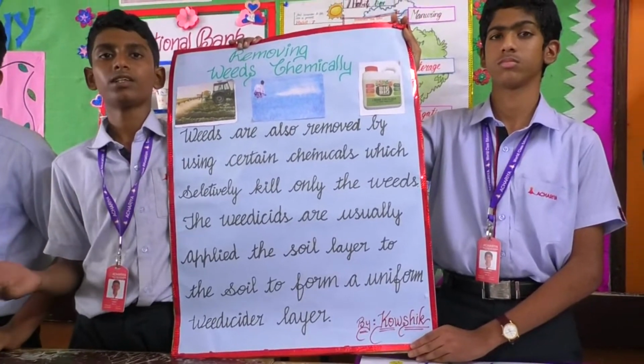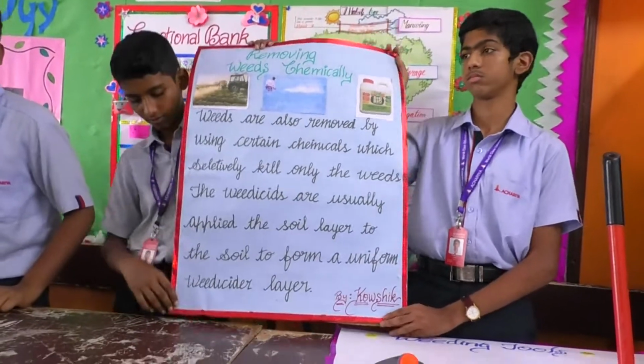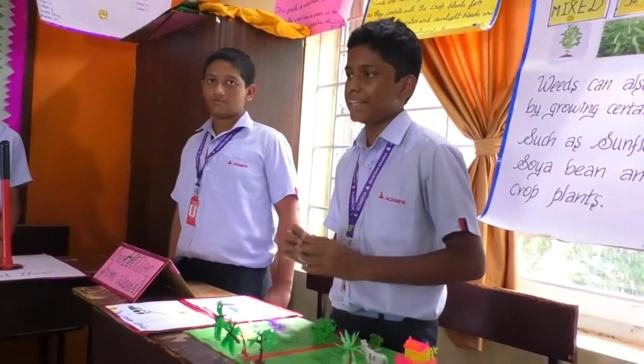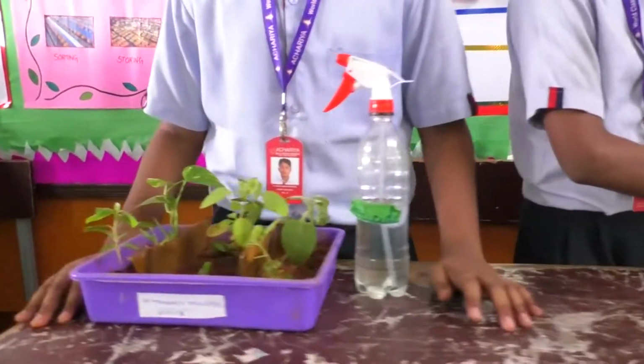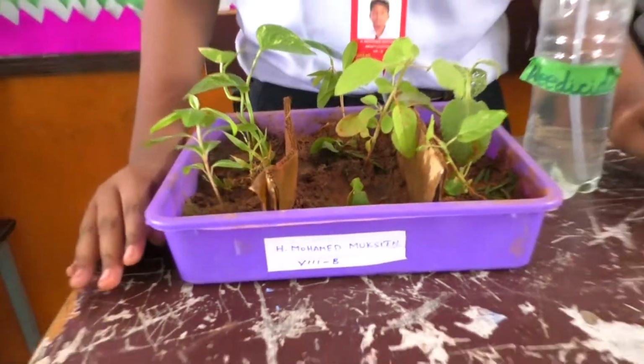The weeds germinating in the top layer of the soil are killed due to the presence of the weedicides. And next, my friend Mukshay will explain how to remove weeds by planting certain plants. Weeds are removed by growing plants such as sunflower and soybean among the crop plants. The plants release toxic substances into the soil to stop the growth of weeds.